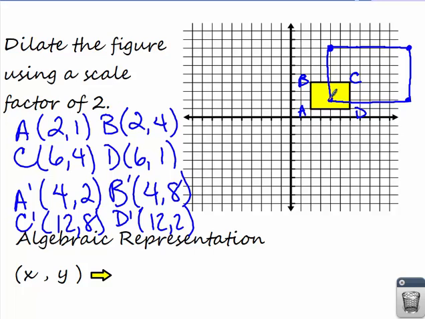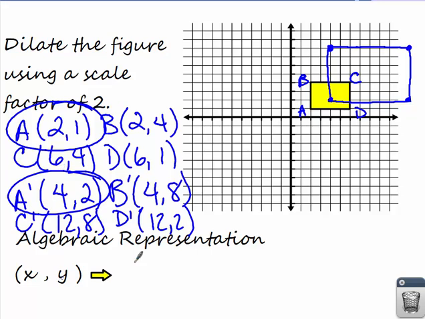Now in order to figure out that scale factor and figure out what it does algebraically, we need to look at what happens to each of these points. If I take this first point again, this is my original point, 2, 1. What did I do to each of these values, the 2 and the 1, to get a 4 and a 2 out of it? We multiplied it by the scale factor.